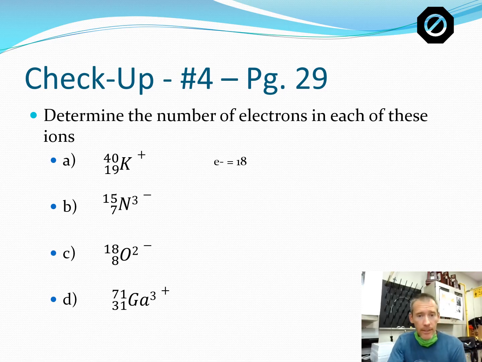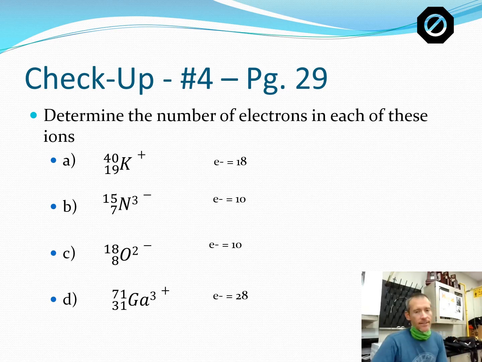All right, so hopefully you can start back up. We got 18 electrons for potassium, 10 for nitrogen -3. Oxygen has 10 because it started with 8 and gains 2 electrons, and gallium should be 28 because it's +3. So 31 protons, 31 electrons, then a +3 will go from 31 to 28. So you can see that if it's positive, the electrons go down, and if it's a negative charge, electrons go up, which makes sense.